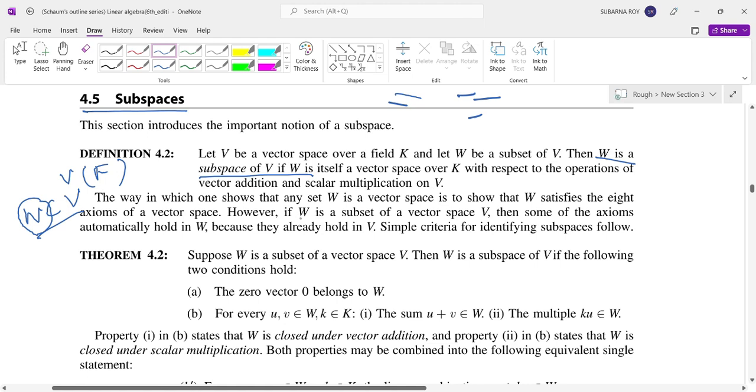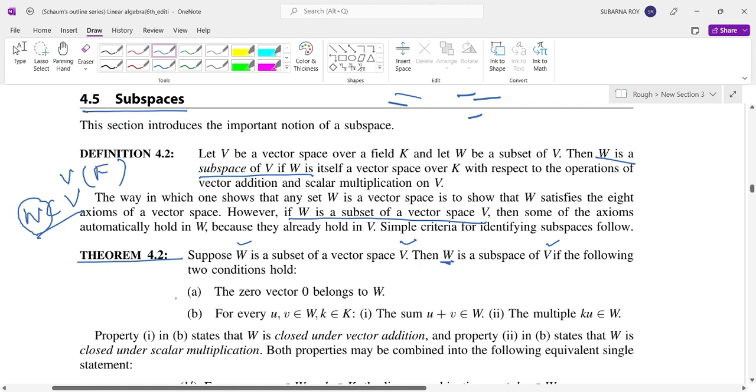However, if W is a subset of a vector space V, then some of the axioms automatically hold in W because they already hold in V. So there is a theorem: whenever we have a subset W of a vector space V, under which condition will W be a subspace of V? Let us consider W a subset of a vector space V. Then W will be a subspace of V if the following two conditions hold.